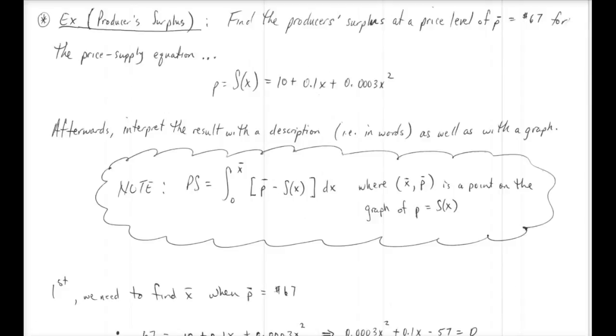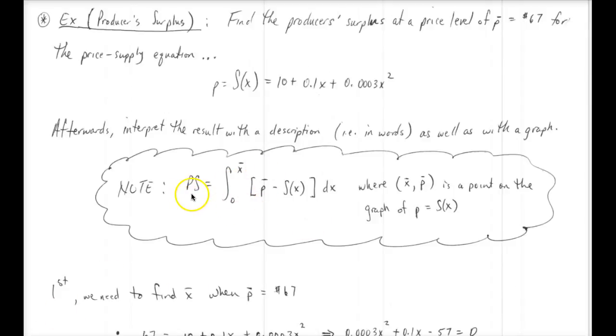All right, so similarly, we want to find the producer's surplus at a price level of $67 for the price supply equation S of x, which is 10 times 0.1x plus 0.0003x squared. And of course, we see now that the supply is looking more parabolic or quadratic-like. So we really will need to do integration to figure all this out.